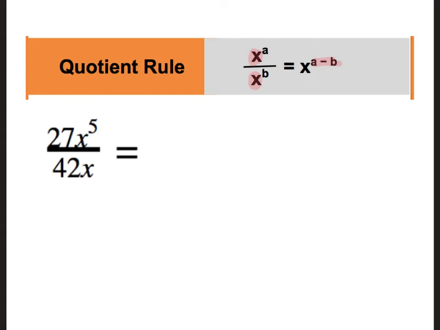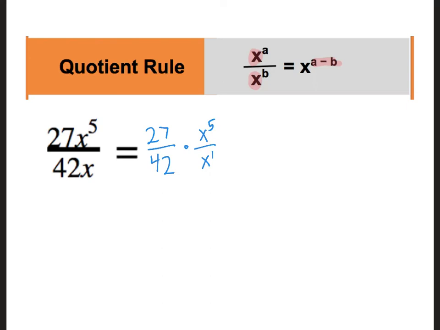If you want, you can think of this as, let me switch to a pen, 27 over 42 times x to the 5th over x, if that helps you. The first thing we're going to do is take care of those numbers out front. I'm looking for a number that goes into 42 and goes into 27. I want to simplify that as much as possible. So if I look at those, I know 9 goes into 27. 27 divided by 9 is 3. 42, I don't think I can divide by 9, so that's not going to be my greatest common factor. And then what else could I put in there?